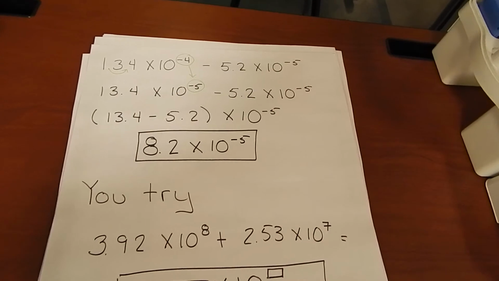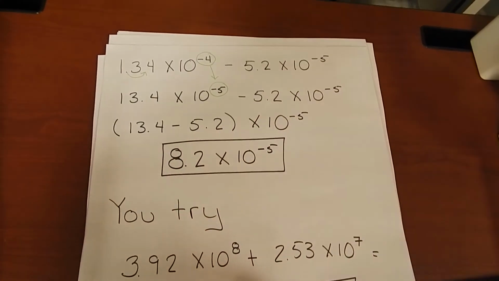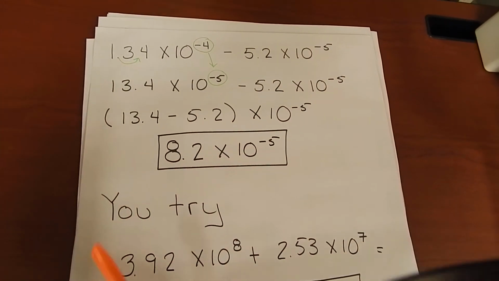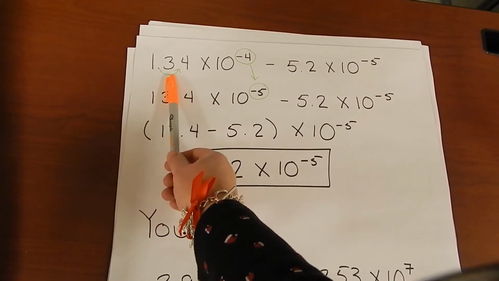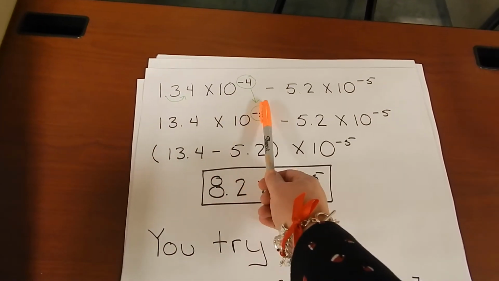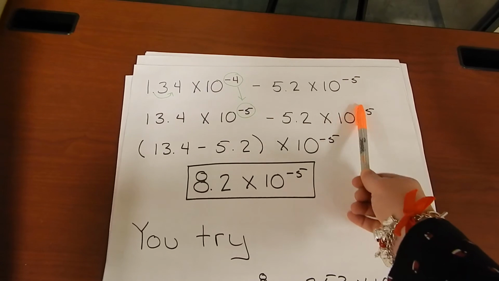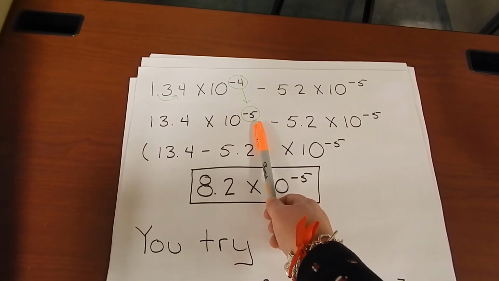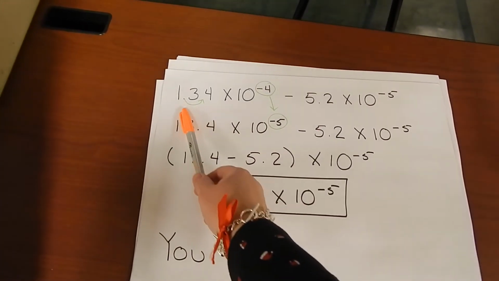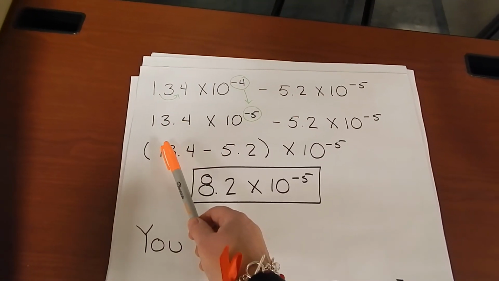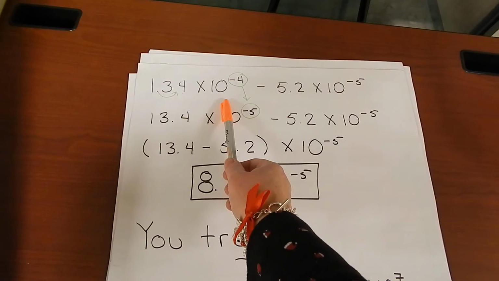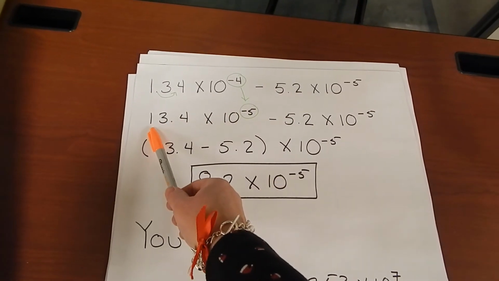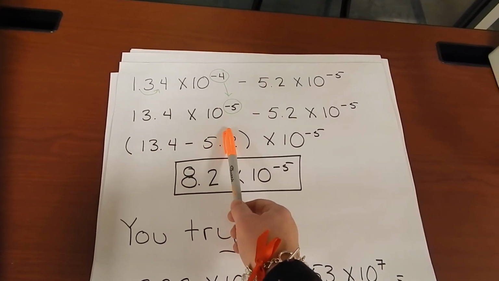Do a couple more examples of this. We'll pause this video and then we'll do the multiplication and division. So 1.34 times 10 to the negative 4th minus 5.2 times 10 to the negative 5th. I want to make this -4 into a -5, so that number is getting smaller. That means I'm going to move my decimal place over to the right. So that 1.34 times 10 to the -4th, now I write that as 13.4 times 10 to the -5th.